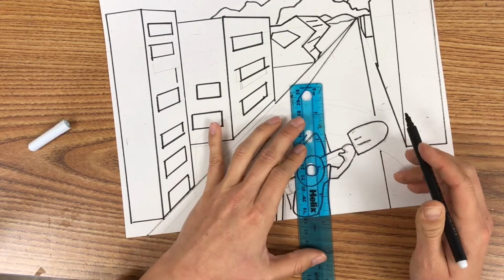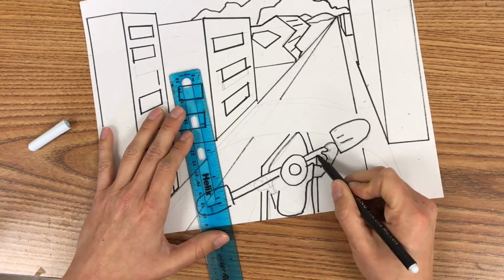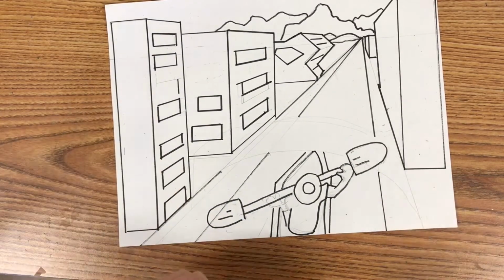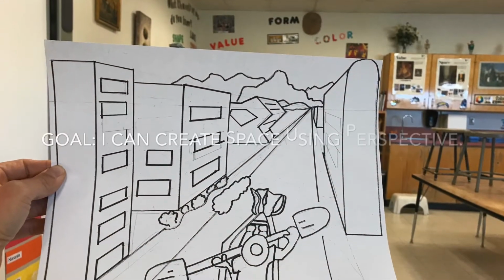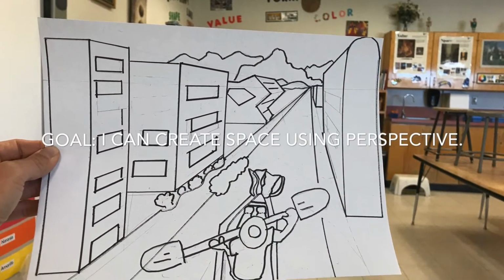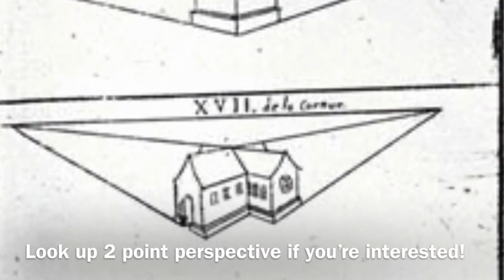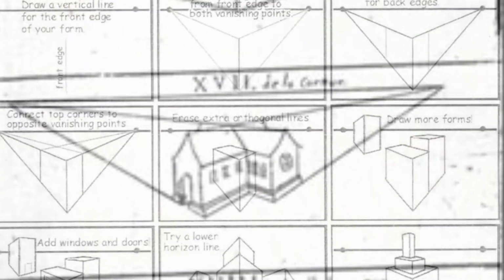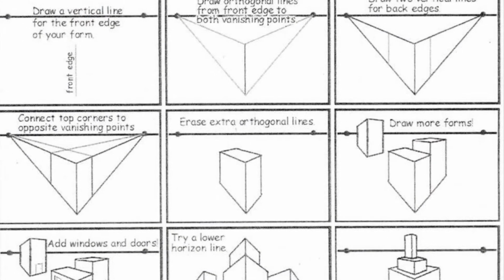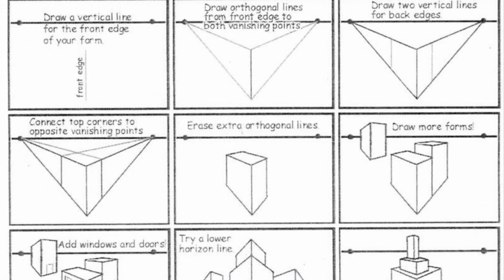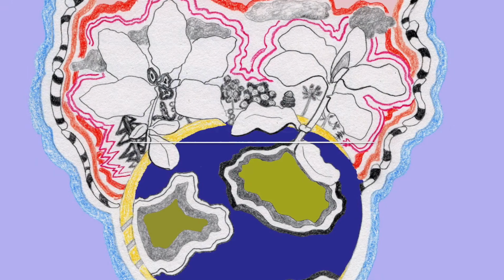Again, just try to finalize with pencil first and add as many details as you can to make your drawing interesting. I can create space. If you're still interested, look up 2-point perspective. It uses 2 vanishing points. Enjoy your imagination, class.